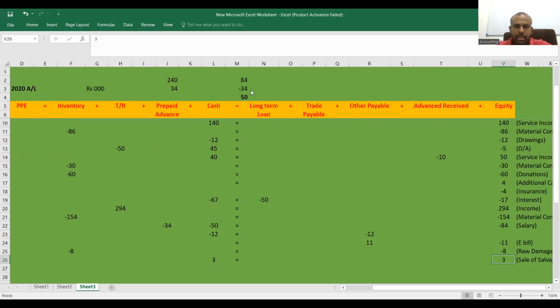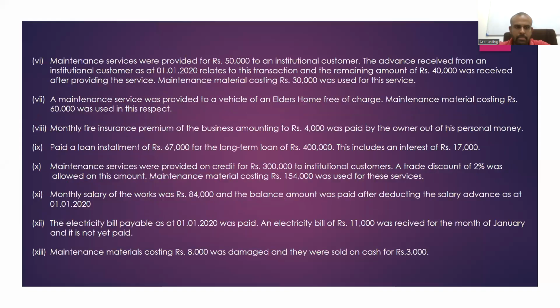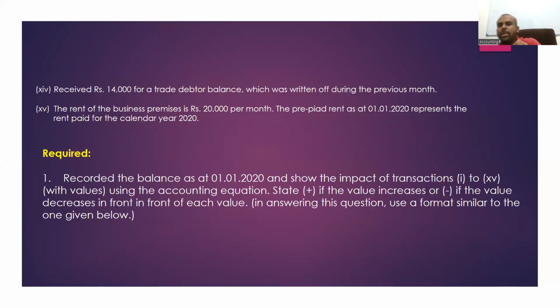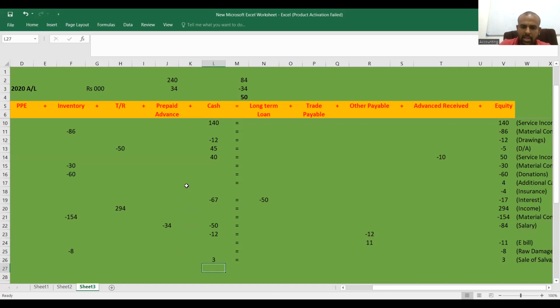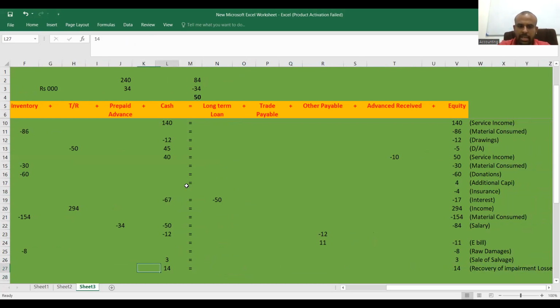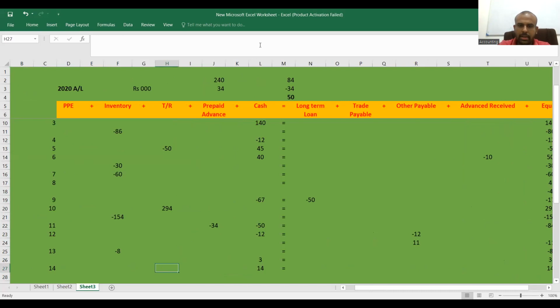Right. The next one they say, the recovery of impairment losses. Recovery of impairment losses supposed to be recognized as an income in the year of receipts. You already consider it income. And you received 14,000 in cash. Cash balance increased by 14,000. And that you consider as an income 14,000. How do you call it? Recovery of impairment losses 14,000. Right? Cash balance increases, equity balance increases by 14,000. Is that clear? Right.